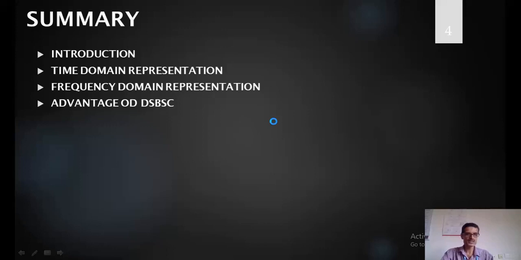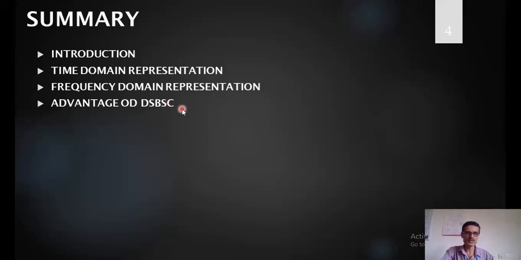Now what is the advantage of DSB-SC? We save power. That is the major advantage. We save about 66% of the total power when the modulation index is equal to 1. So that much power we are going to save by using double sideband suppressed carrier compared to double sideband full carrier.